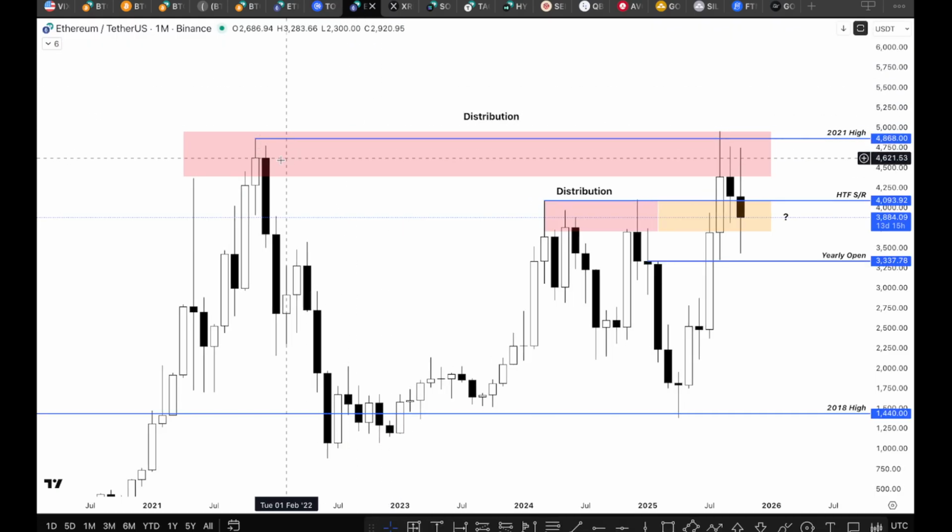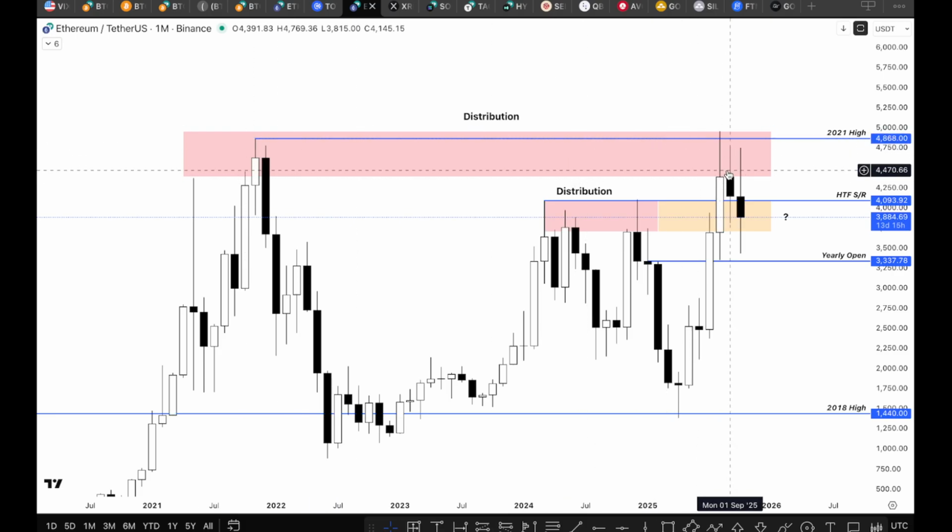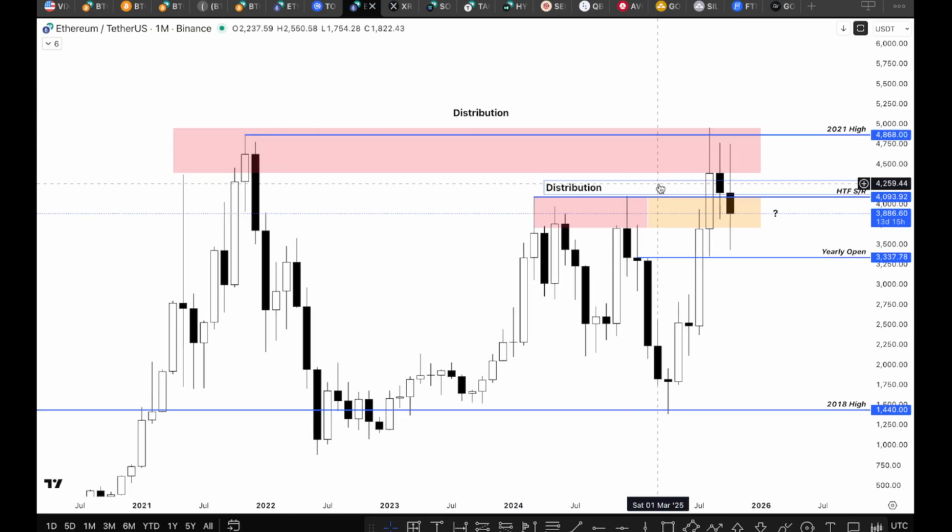So you got this distribution zone on the monthly. We can see this big wick in August. That's where sellers have come in again and again. And in 2021, this is also where they came in. So no surprise to see smart money sold over here.